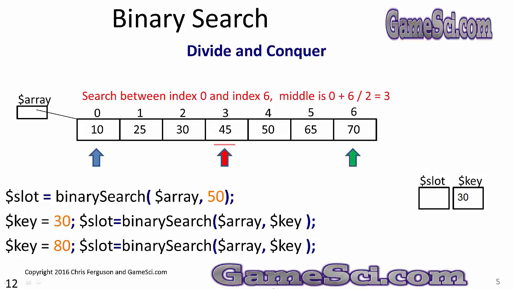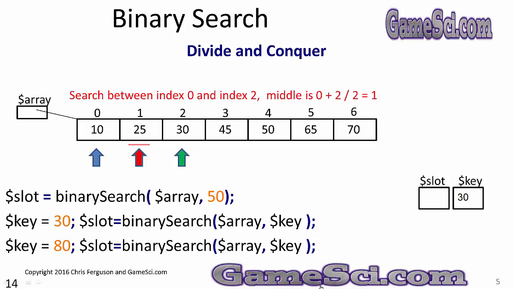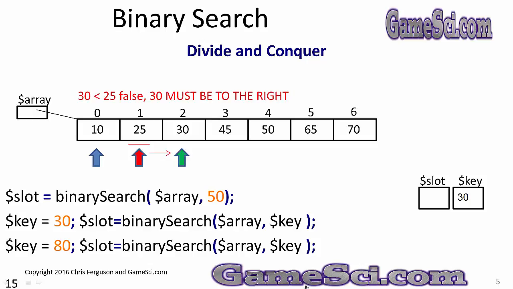Once again, binary search will start at both ends. It'll say search between 0 and 6. How does it search between 0 and 6? By calculating the middle. 0 plus 6 divided by 2 is 3. So I will really start my search at the middle, or 45. 30 less than 45 is a true statement. As a sorted array, 30 must be to the left of 45. Let's go left and search the left side of the array. We have left is between 0 and 2. We'll calculate the middle of that. 0 plus 2 divided by 2 is 1. And we'll say, okay, let's compare to position 1.